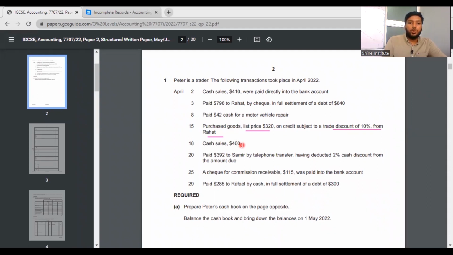So moving on to the 15th: purchase goods list price 320 on credit subject to trade discount of 10% from Rahat. You only need to know that cash discount is taken into the books of account. Trade discount is excluded from books of account. Always remember, cash discount is a part of the books of accounts, but not the trade discount. I have explained this several times in the previous question as well. So in 320, I should remove this 10% trade discount and then record only the particular amount in the transaction.